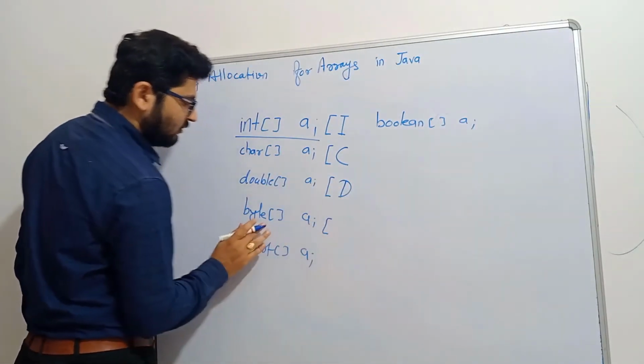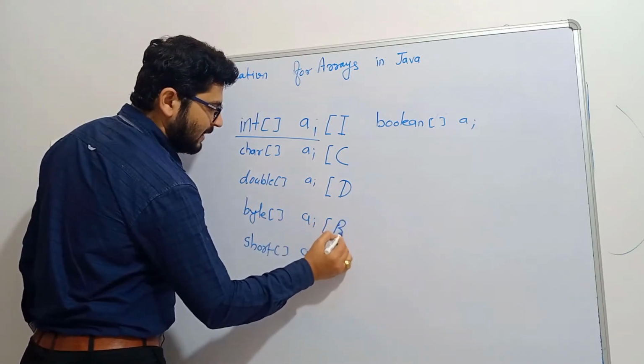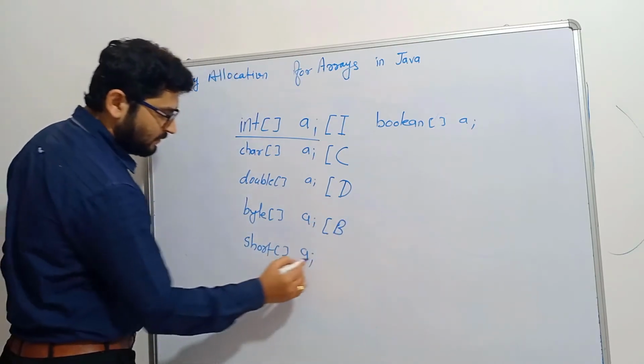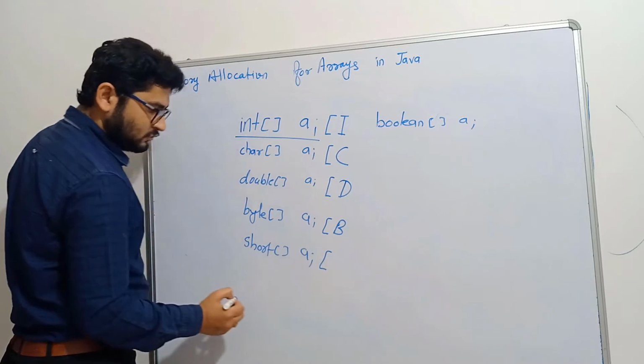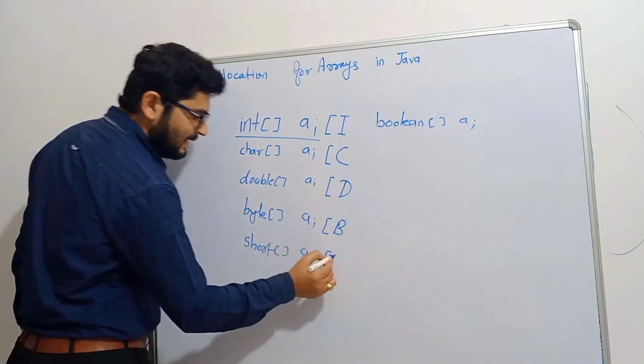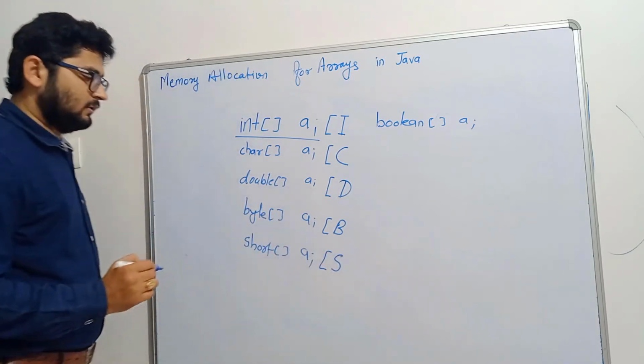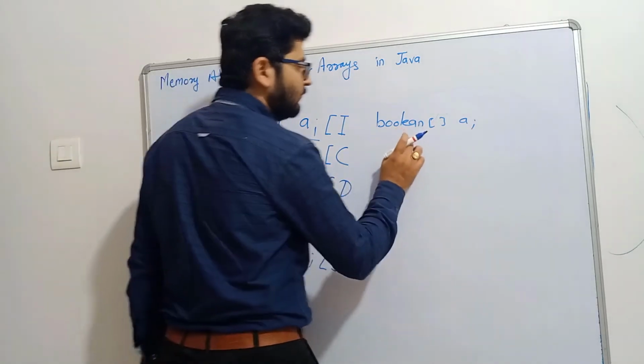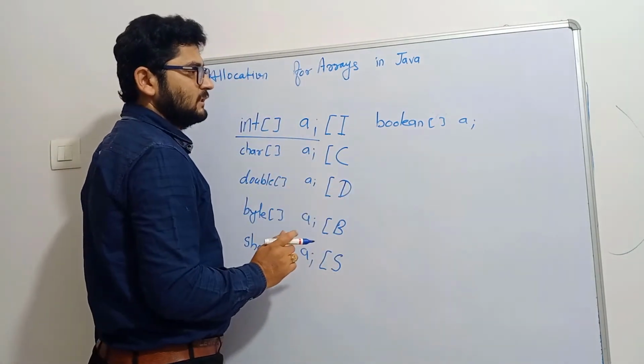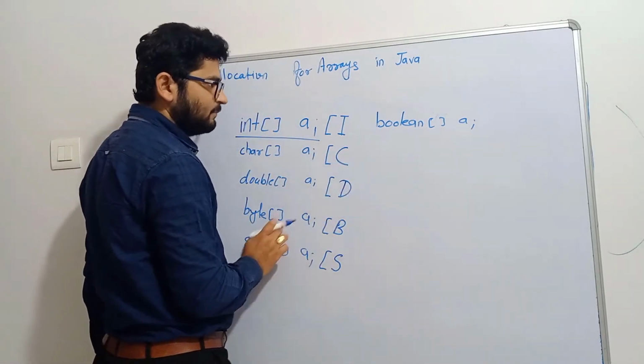Here one square bracket for one dimension, and for double it will be D. One square bracket for one dimension, and for byte it is going to be B. And one square bracket for one dimension and S for short. Now here what would be the class for this object, because B is already used for byte.